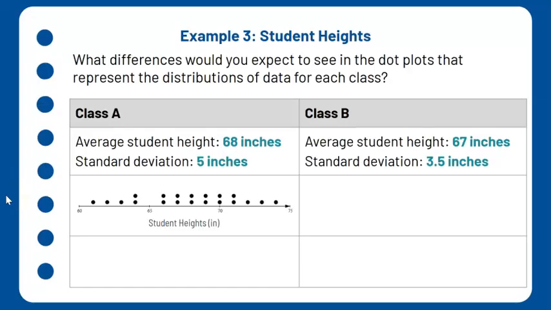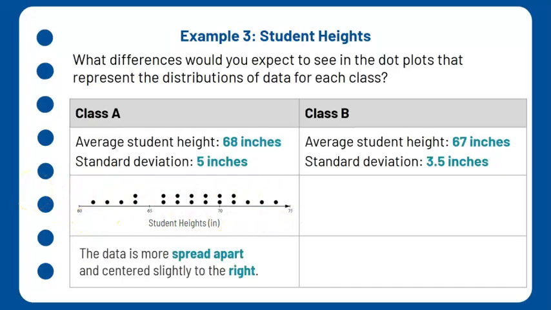Here is the dot plot for Class A. It does seem like the data is spread out and there's a pretty large range. We can summarize that for Class A, the data is more spread apart and centered slightly to the right when compared to the dot plot for Class B.